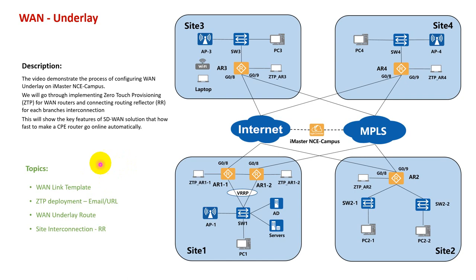Today's topic, on the blog site, you can see we will show how to create a WAN link template, how to do the zero touch provision deployment via email and URL, and how to configure the WAN underlay route. We also show how to build the BGP EVPN via route reflectors. We call that site interconnection. Okay, let's move on to the live environment now.